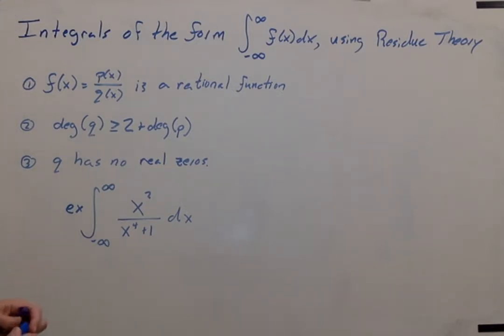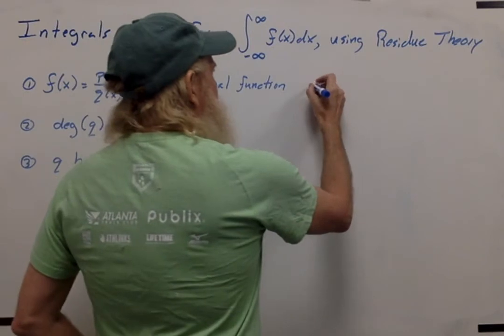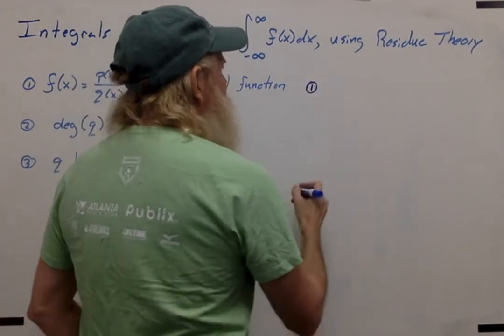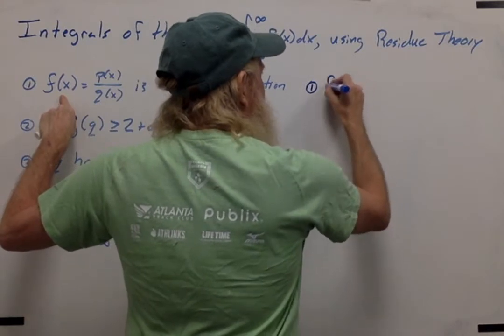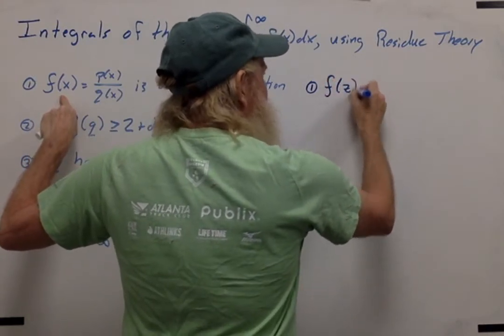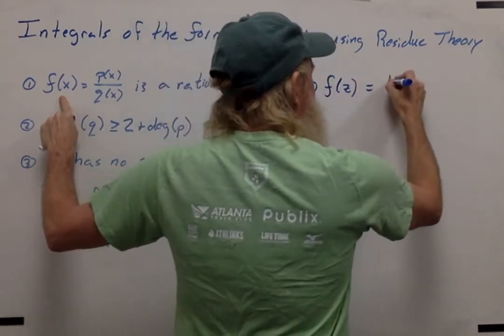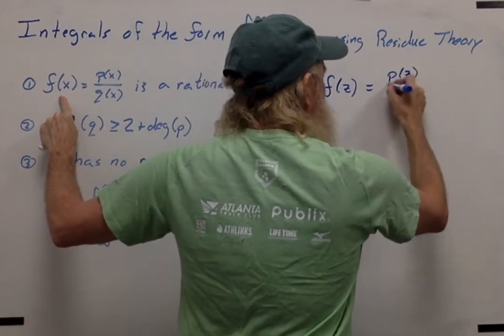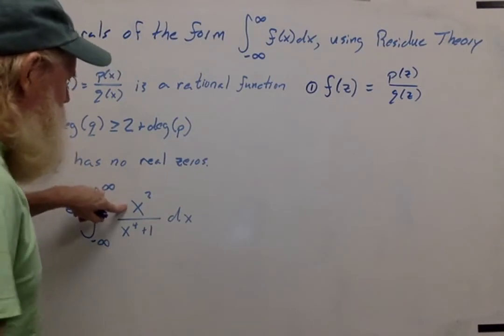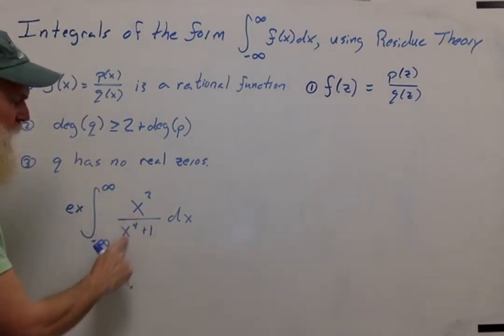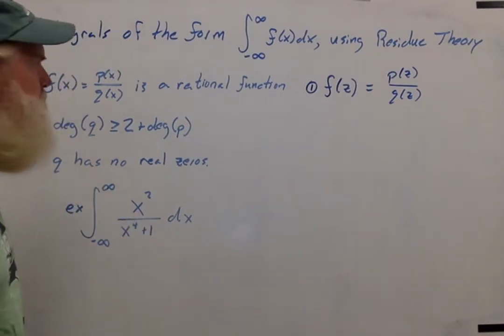So let me give you kind of an overview now. If we have a function of this form, then first of all, we're going to extend the function f to be defined over the entire complex plane simply by replacing the x's with z's. So instead of looking at this function, we'll be using instead z squared over z to the fourth plus 1.